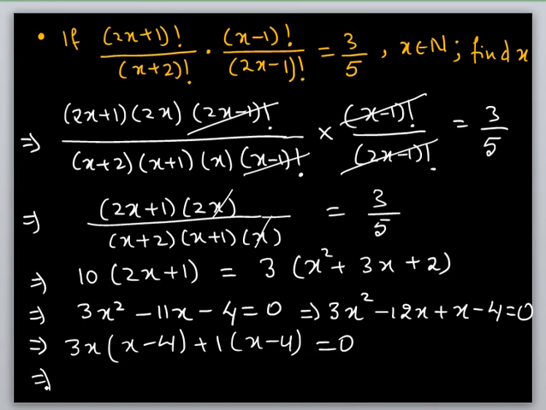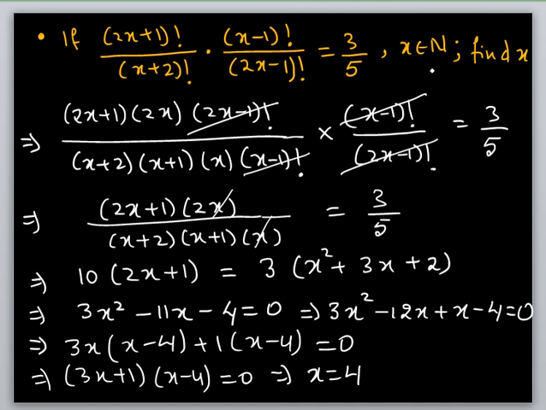So what are the two factors available? One is 3x plus 1, another is x minus 4. This product is 0. So we get two values of x here. If I put x minus 4 equal to 0, we get x equal to 4. And if we put 3x plus 1 equal to 0, what do we get? x is equal to minus 1 by 3. Are we going to keep that value?